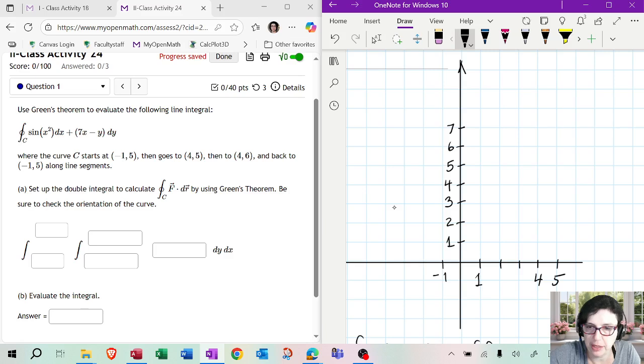So we've got negative 1, 5. That's one point. We've got 4, 5. That's another point. We've got 4, 6.